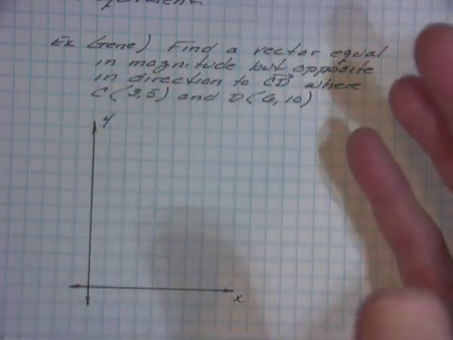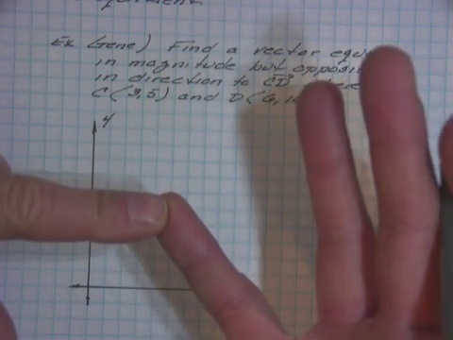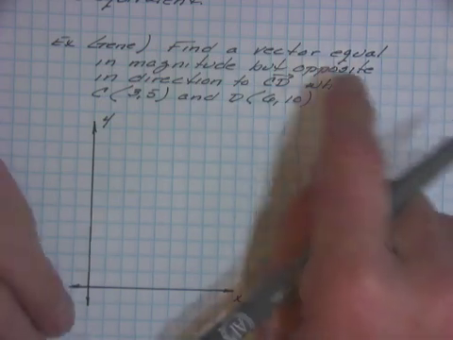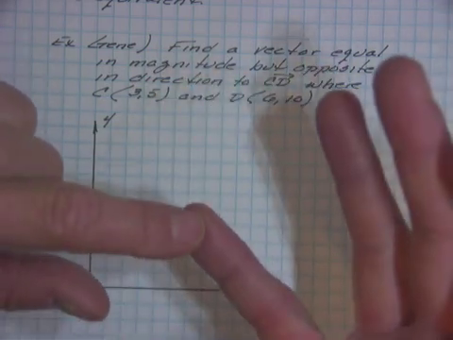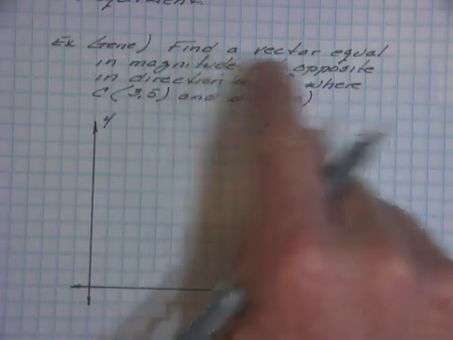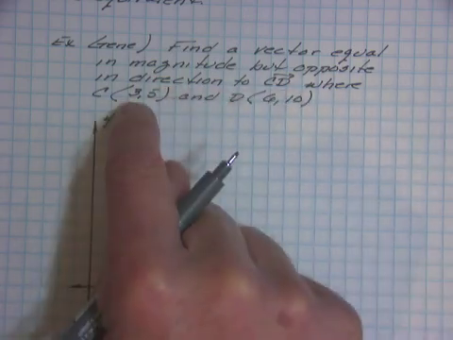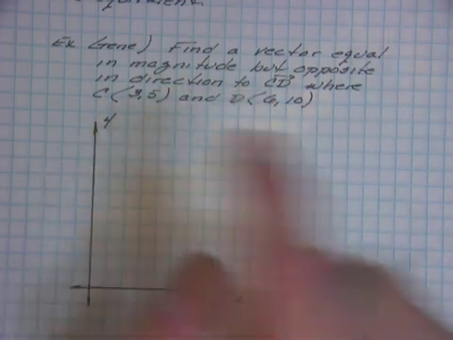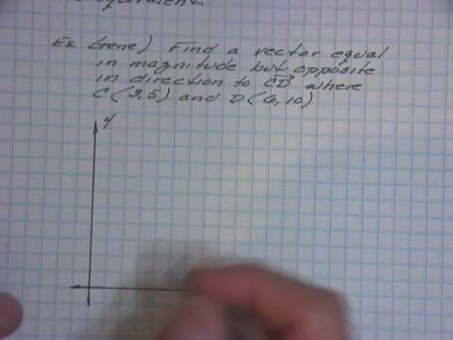Okay, find a vector equal in magnitude. Okay, equal in magnitude. So what I'm going to be doing is multiplying by -1, because that'll mean equal in magnitude, but opposite in direction. So I'm going to be multiplying by -1, so it changes the direction of the vector. So find a vector equal in magnitude but opposite in direction to CD, where C is at 3, 5 and D is at 6, 10.